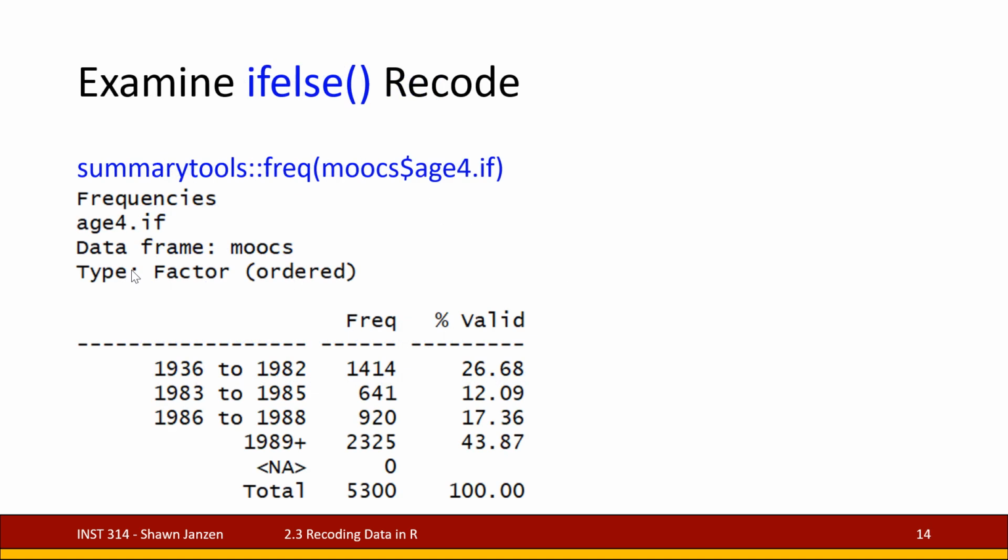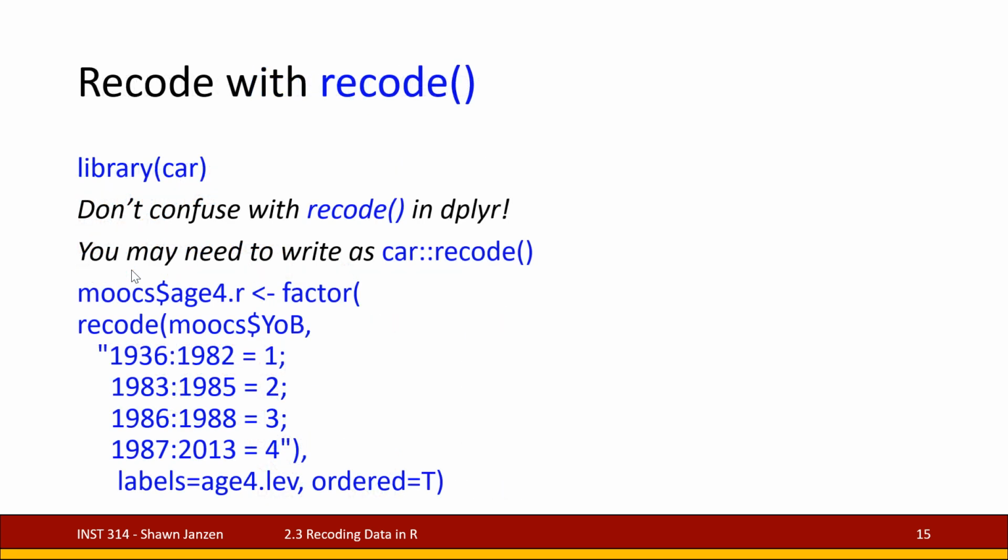And then if I go ahead and check this again with the frequencies, I'm doing the frequencies on the age4 from the if-else, and I get the exact same frequency distribution and percentages and things like that. So cut and if-else gave me the same response. I'm guessing you can already figure out then that we're going to do a recode this time, and the recode's going to give us the exact same grouping.